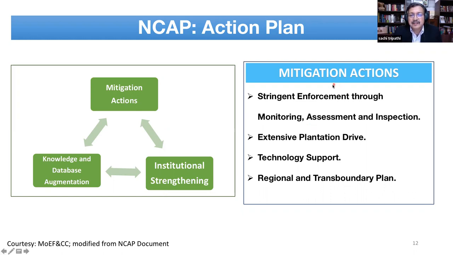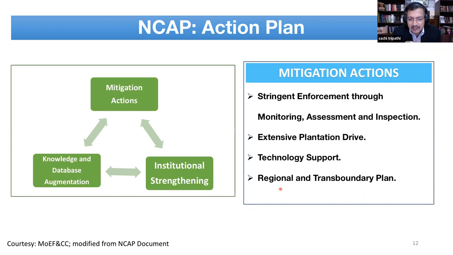So the mitigation actions involve stringent enforcement, which involves monitoring, assessment and inspection, and an extensive plantation drive. This of course can be leveraged through the government's another national plan for afforestation. Another important thing here is to provide technological support. And then finally, also looking into regional and transboundary issues. For regional, there is already thinking going on to create an airshed approach, right? As we all know, air pollution does not follow any political or geographical boundary, because air can move from one place to another, as we have seen in the case of Delhi NCR.